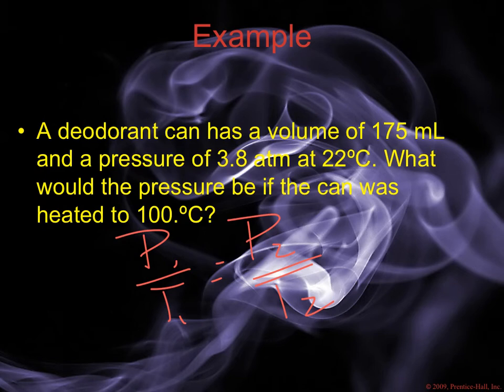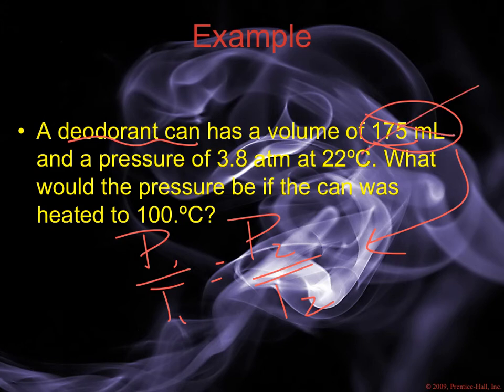The volume is a distractor. It doesn't show up in this equation, okay, and it's held constant, which makes sense. A deodorant can is a very hard metal can. That volume is not changing. It's not like a balloon. So we're going to kind of ignore that.